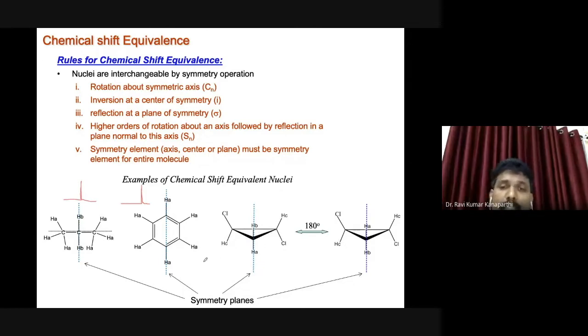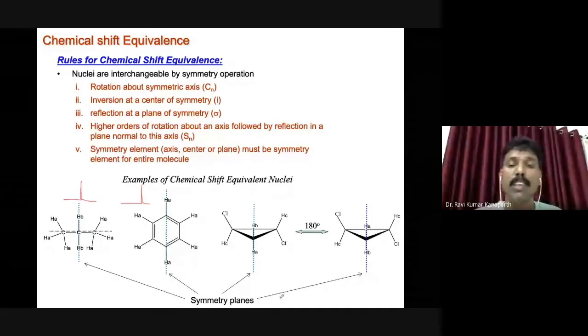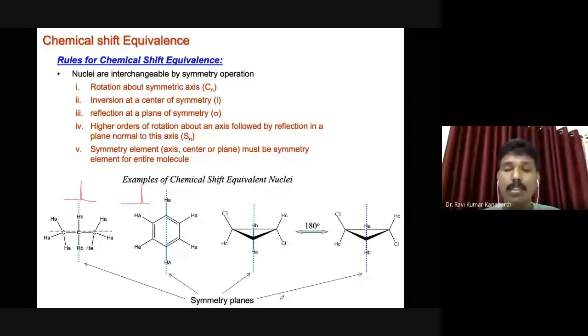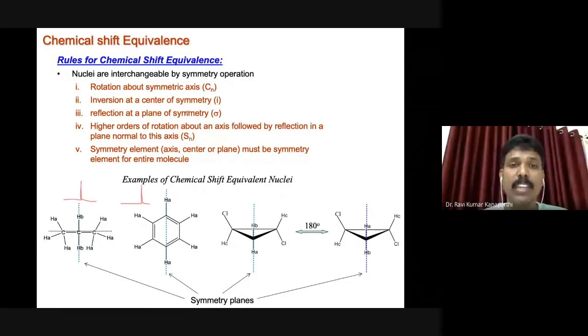Therefore, again, they are said to be equivalent. So chemical shift equivalence comes into the picture when you have two nuclei of the same kind, and if you want to call them equivalent protons with regard to the chemical shift, they should resonate at one place. At the same time, the protons should be interchangeable by any of the symmetry operations like rotation, inversion, plane of symmetry, and higher-order rotation followed by reflection, right? So these are the rules that really govern the chemical shift equivalence.